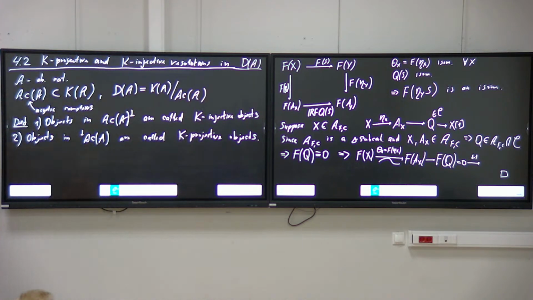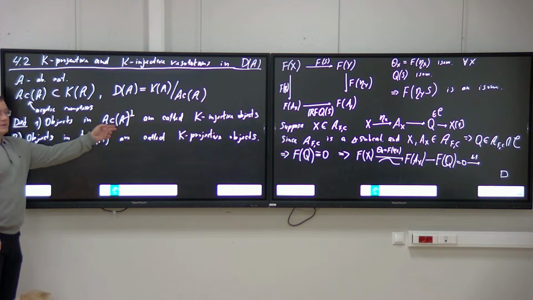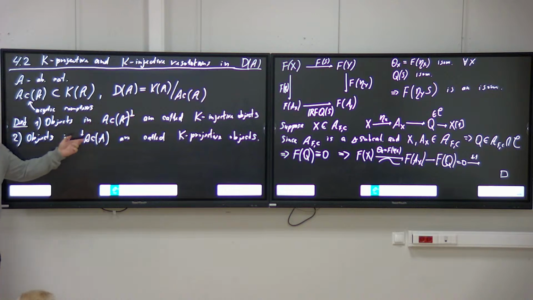So it immediately tells you, that's just a general theory, that you need to find an object quasi-isomorphic to the given object in this subcategory, compute the functor on this object, and that will be the right derived functor. And the same, of course, for the left derived functor and the left orthogonal.